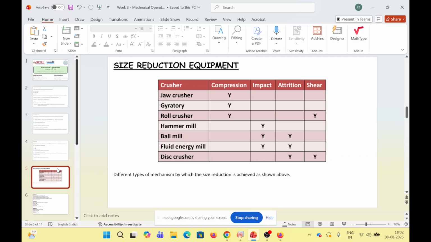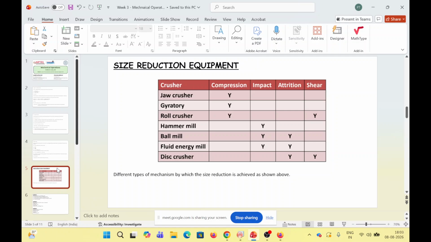In the case of compression, you break the particles using a single force. In the case of impact, the breaking of the particles happens by two rigid forces. In the case of attrition, the particles are scraped between two surfaces. In the case of shear, it is fluid or particle-particle interaction that breaks the material.